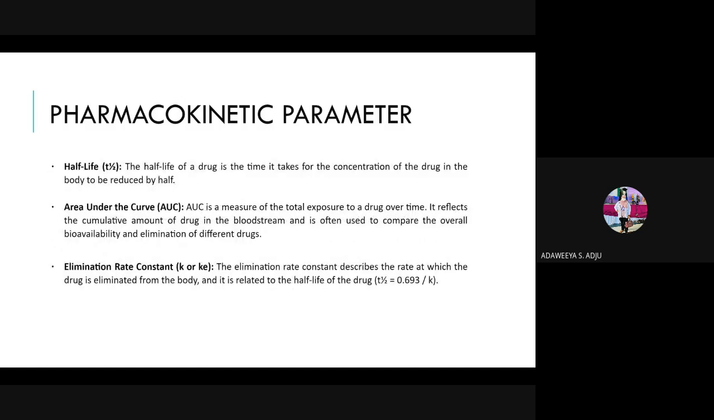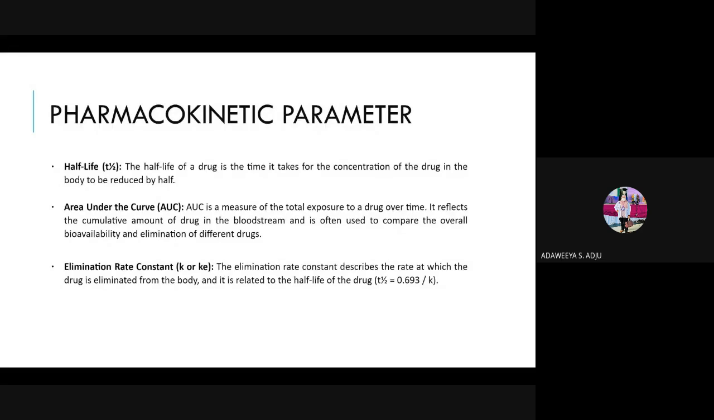So another parameter we have is the half-life. The half-life is the time it takes for the concentration of the drug in the body to be reduced by half. So it gives an indication of how long it takes for a drug to be eliminated from our body.